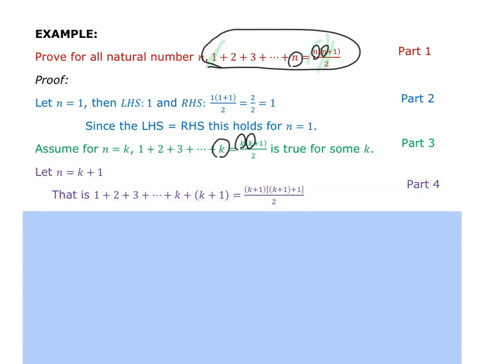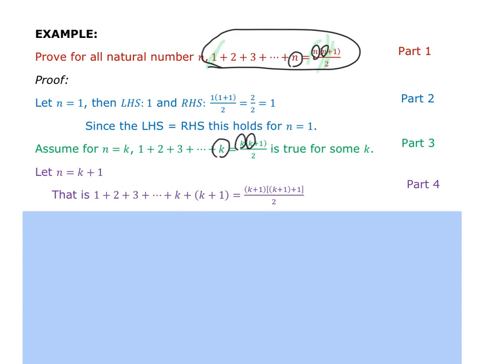Then this is our part 4, and this is where our algebra skills come in. If we're rock stars at algebra, this will be easier. If we forgot some of our algebra and we need to refresh, this will just be a little bit harder. Not impossible, just a little bit harder. So the first thing we do is we say let n equal some k plus 1.